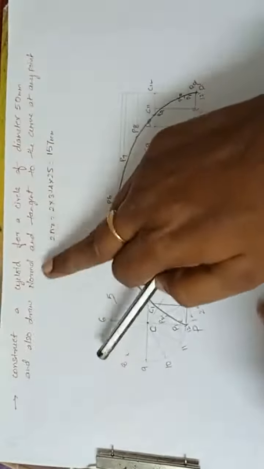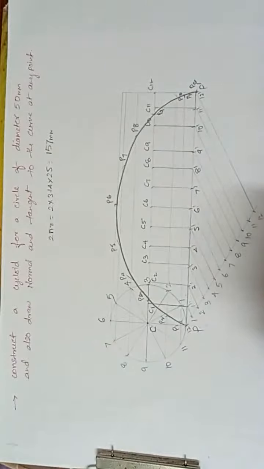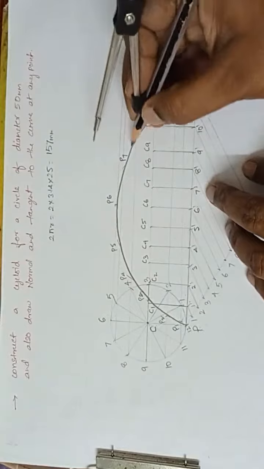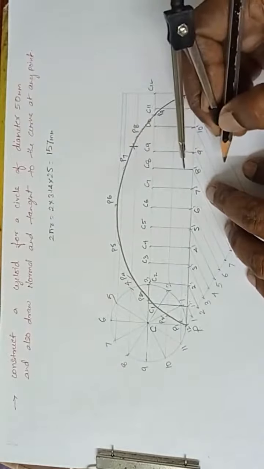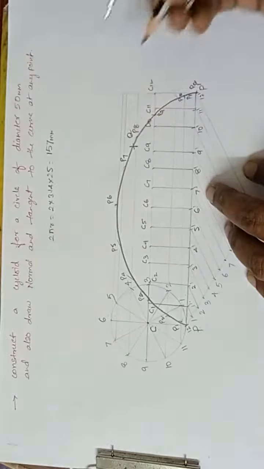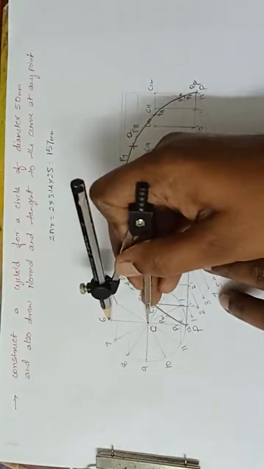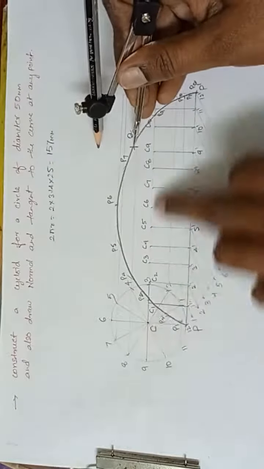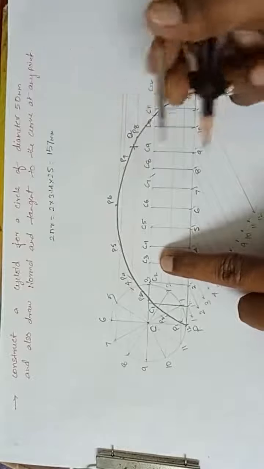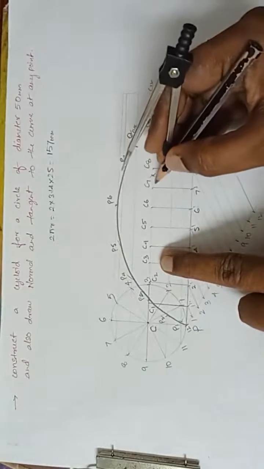Now, how to draw the normal and tangent, he is asking. He is asking to draw a normal and tangent at any point. So what I'll do, mark any point here. I am naming it Q. Take the radius of the circle, Q as center, cut the center line anywhere. I am cutting like this, and name this point R.